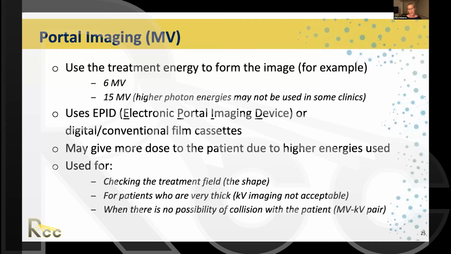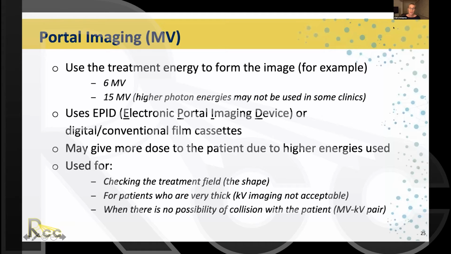You can also use digital or conventional film cassettes if your linear accelerator doesn't have the EPID attachment on it. Using portal imaging as opposed to KV imaging may give more dose to your patient just because you're using the higher energies to get those images. But MV imaging is really useful for checking the treatment field shape, particularly if you're using unusual or conformal field shapes. It's useful for patients who are very thick or wide, where you can't get your KV image up to a high enough KV to penetrate the patient acceptably. And also when there's no possibility of collision with the patient.